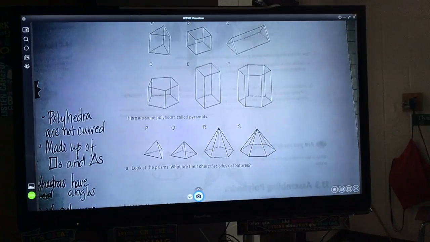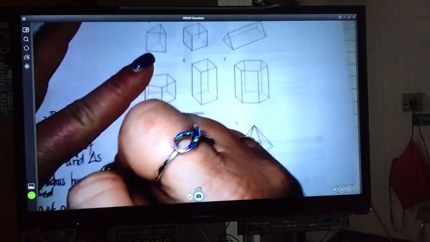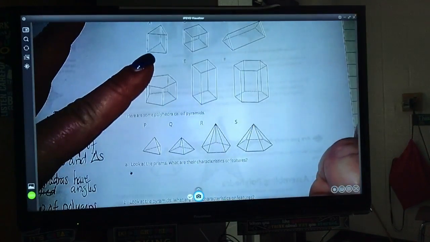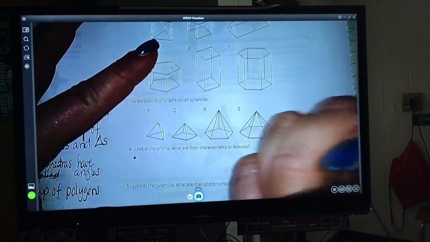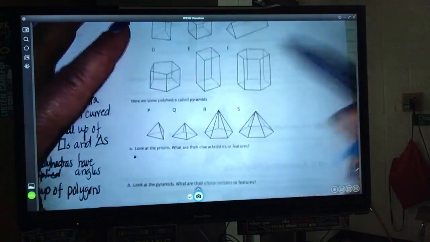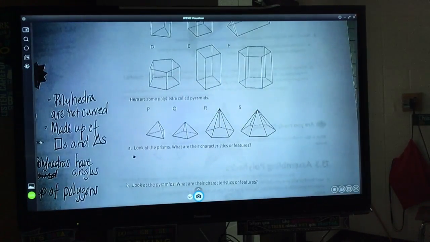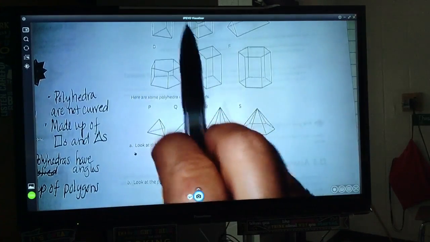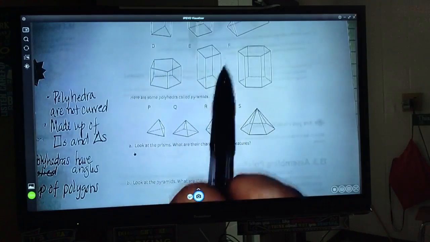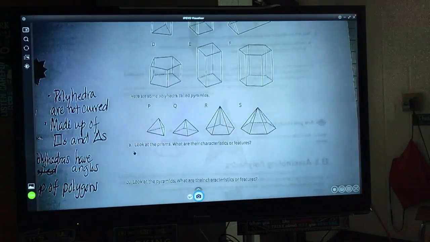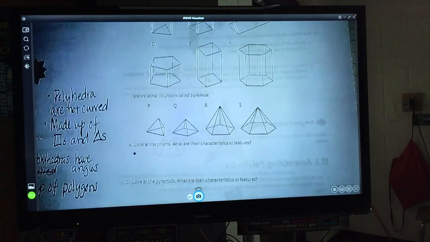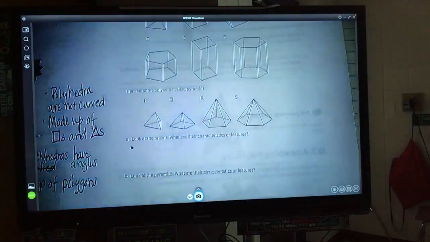What do we notice? Joshua? Some of the sides are parallel. Parallel? Which would make them, so like each one of these, the sides are what shape? Look, the sides on this one, this one, this one, this one, and this one are all the same shape. What shape are they? Look at the shapes on your page. What are all of the sides of A through F?